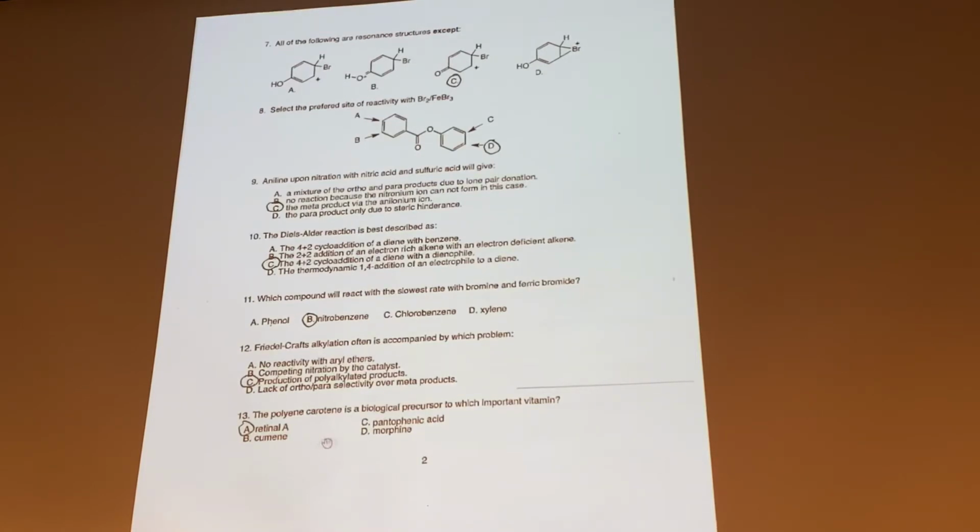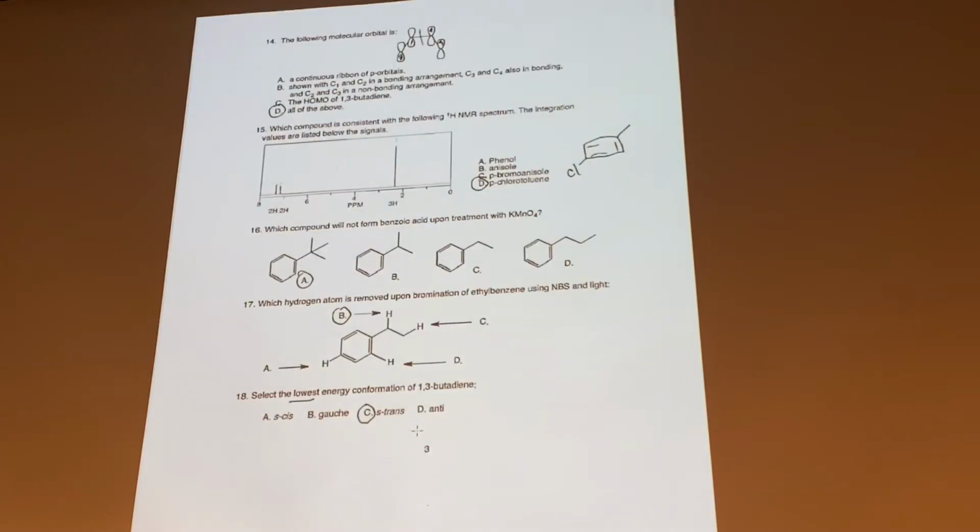Here's an application question. Retinal in the vision process, an important vitamin. Retinal there. Cumene, isopropylbenzene. Pantothenic acid, we haven't covered that. And morphine, that's an alkaloid drug. Okay, so know some of those application definitions, some of the stories that we told you. Maybe just one or two on the test, not a bunch of them though, okay.